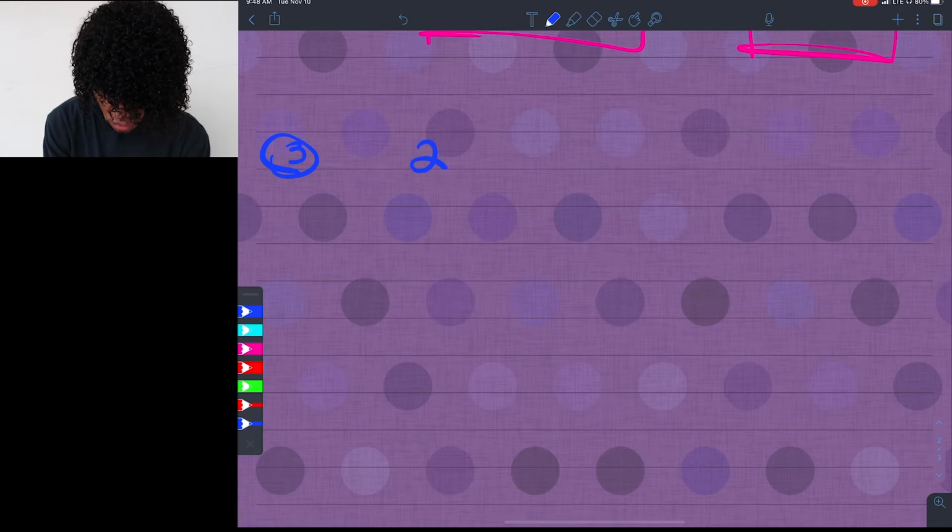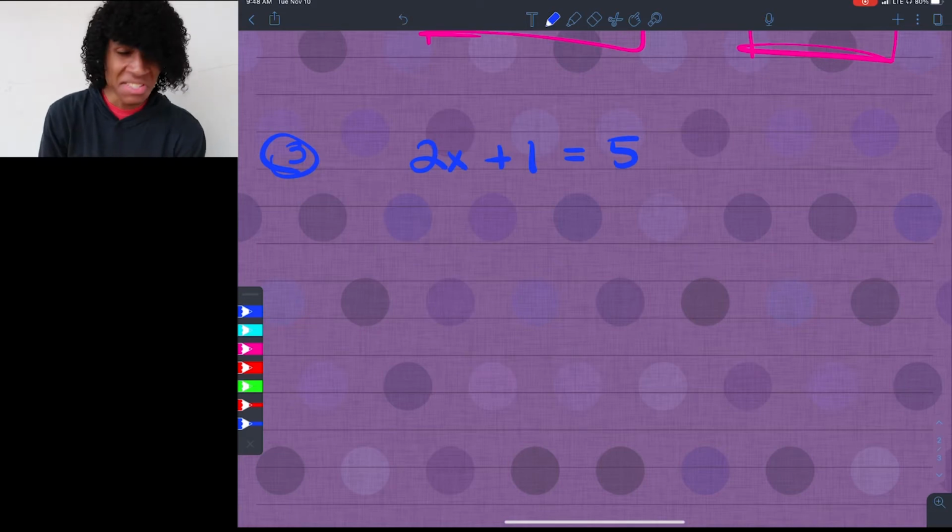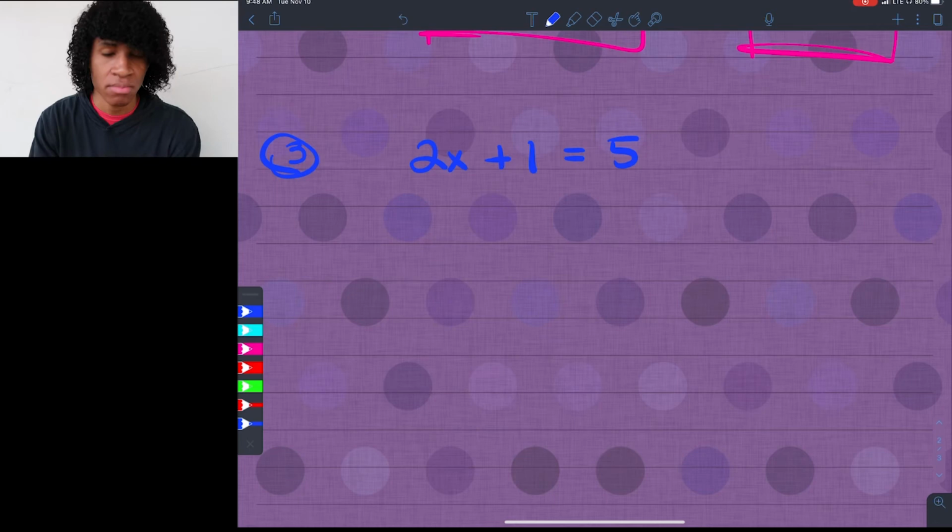Let's say you've got 2x plus 1 equals 5, okay? This is the exact same process. Now here's what I recommend when you're doing these, okay? Go ahead and do your addition and subtraction first, just get that out the way, and then do your multiplication and division. You don't have to do it that way, but that's what I recommend. So let me show you what I mean, okay?